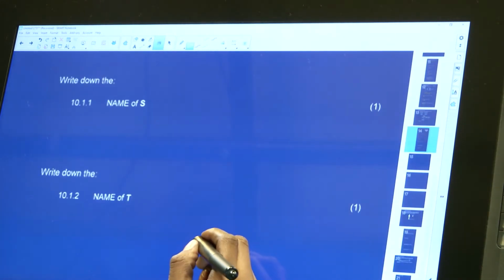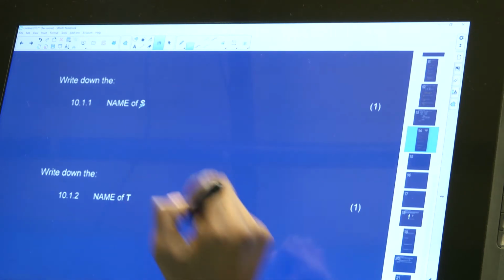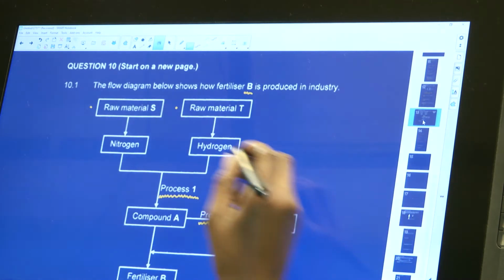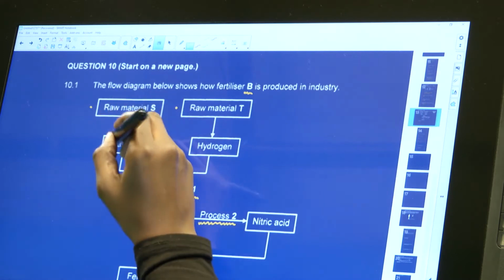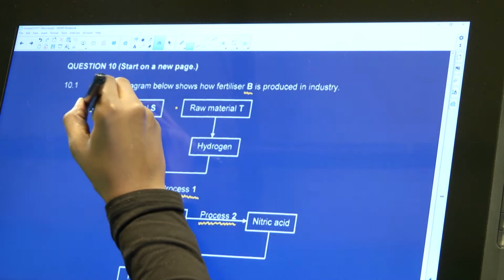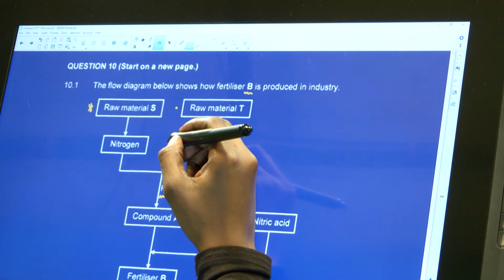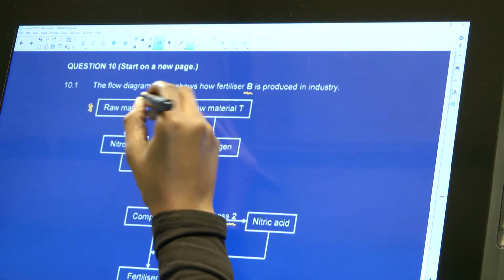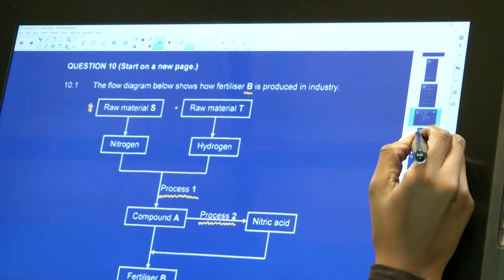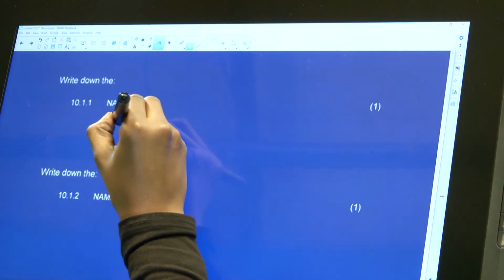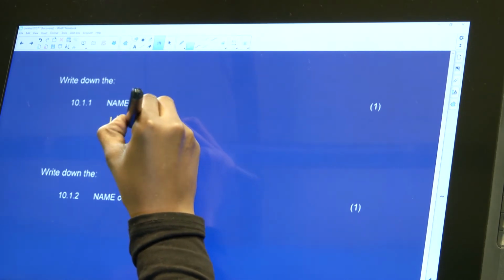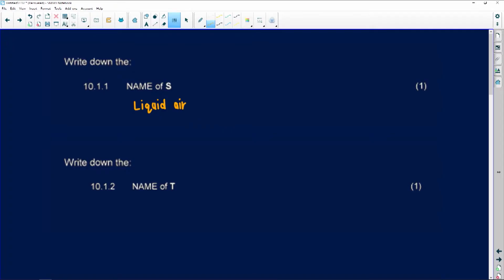So the first one, number 10.1.1, says I must name S. Let's go back to our raw material here. I can see that I have nitrogen and then I've got hydrogen, but S moves in that direction. So they are looking for this one right there. So S will be liquid air. S will be liquid air according to this diagram. Remember, we still have to figure out what the fertilizer is that they're talking about. This is liquid air. And then it continues to say T.